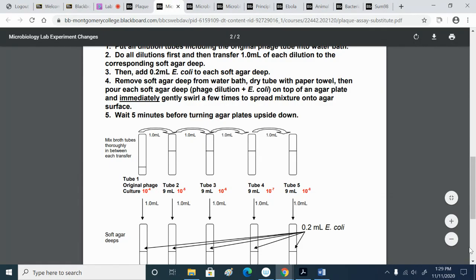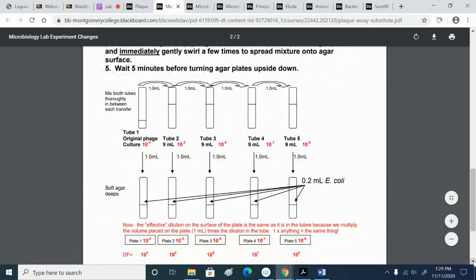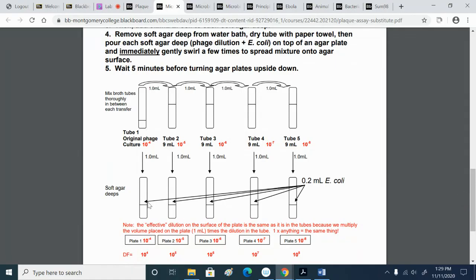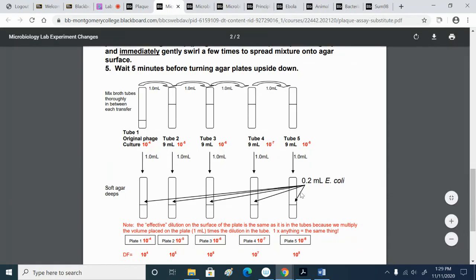Then we're going to transfer 1 milliliter of each dilution to the corresponding soft agar deep. Remember, this is all ultimately going to be poured on top of an agar plate, so we're just adding 1 milliliter. And because it's 1 ml, the dilutions are not going to change, right? Because 1 times anything or anything divided by 1 is the same thing. So you add your 1 milliliter of each dilution to the corresponding soft agar deep, and then you add 0.2 milliliters of E. coli B to all the soft agar deeps.